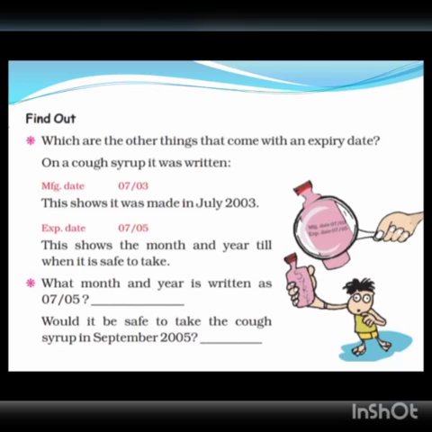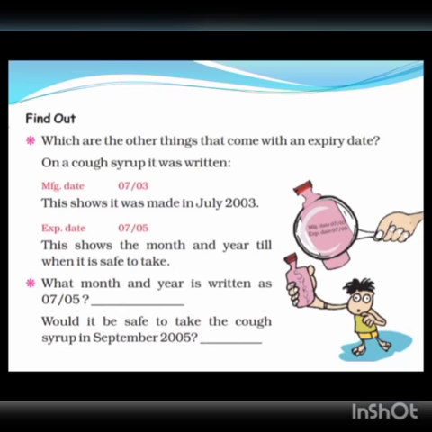Next, EXP dot date 07/05. EXP date means expiry date, and that is 07/05. Yes, means July 2005. This shows the month and year till when it is safe to take.